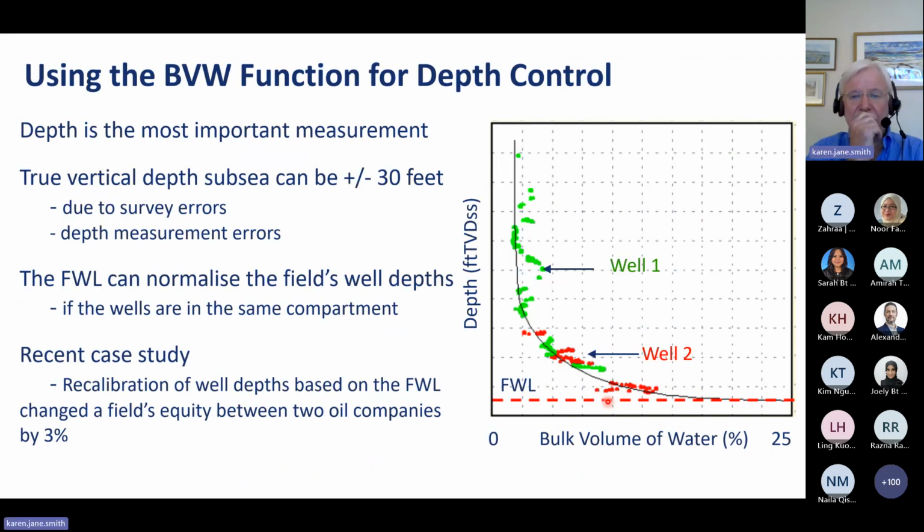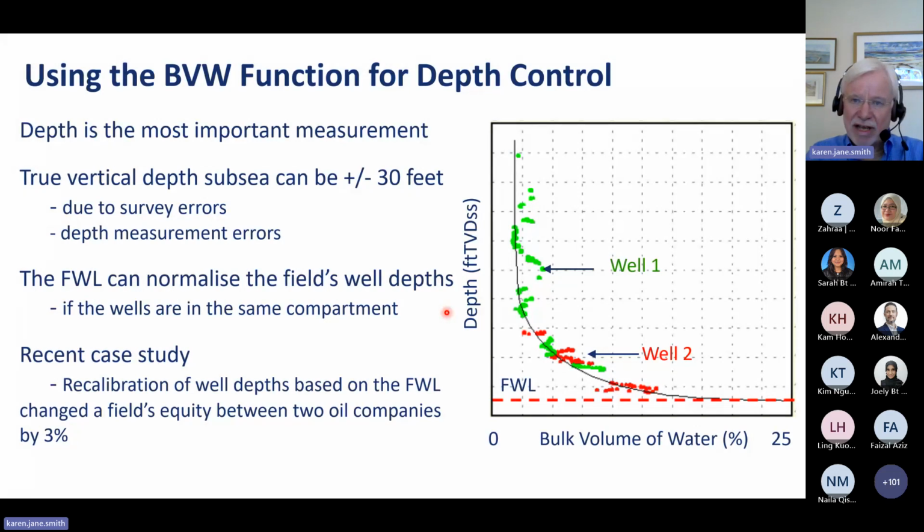Now, the BVW function can be used for depth control. Depth is our most important petrophysical measurement. Now, the true vertical depth subsea can be out by plus or minus 30 feet due to different errors. Now, this can be very significant if we want to calculate the hydrocarbon in a reservoir. Now, if we're confident that we're looking at the same compartment, because of the produced hydrocarbon and other methods, we can actually use the BVW function to normalize the depth between different wells.